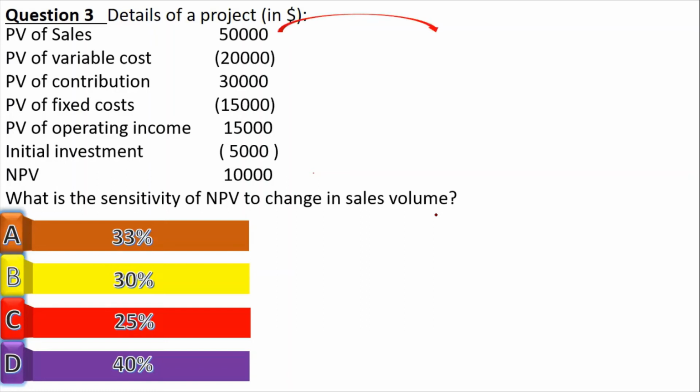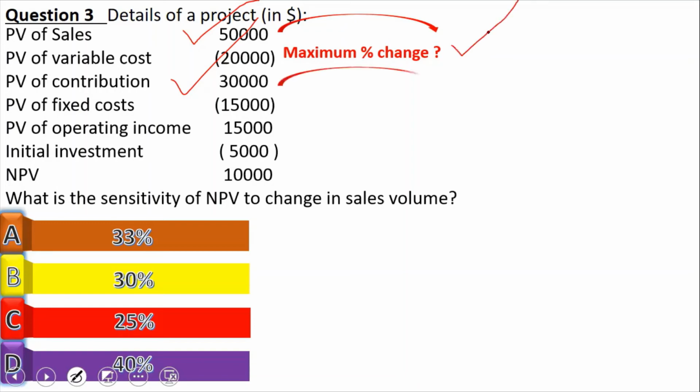So we have to find out what is the drop in sales that is acceptable to us without getting a negative NPV. Sales and contribution are related terms. When sales fall by 10%, contribution also falls by 10%. If you recollect what you studied in marginal costing, when sales drop by a certain percentage, contribution also drops by a certain percentage. So instead of telling what is the maximum percentage change in sales, we can also say what is the maximum percentage change in contribution that is acceptable, because that's the same thing. The drop in sales percentage is the same as the drop in contribution percentage.